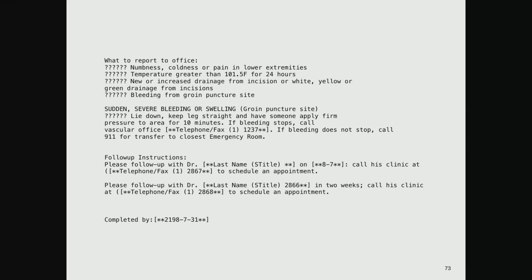And here's what you should report if it happens. If you have sudden severe bleeding or swelling, do this. Follow up with doctor somebody or other, call his clinic at this number to schedule an appointment, and then follow up with doctor somebody else in 2 weeks.